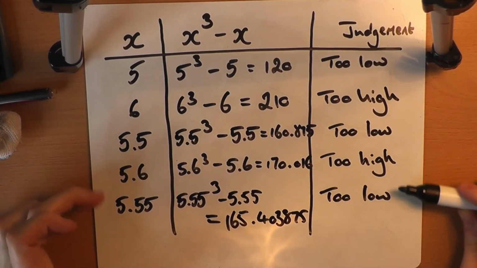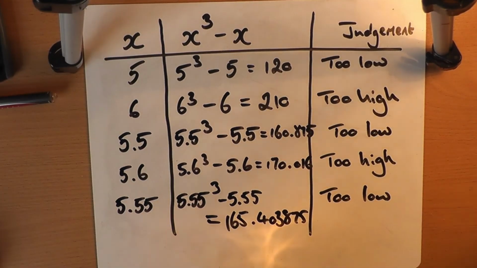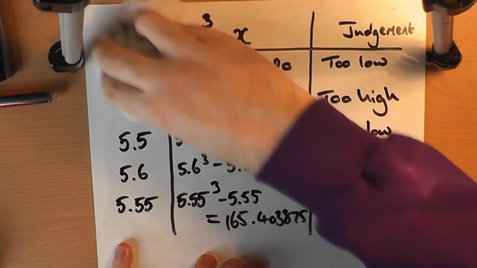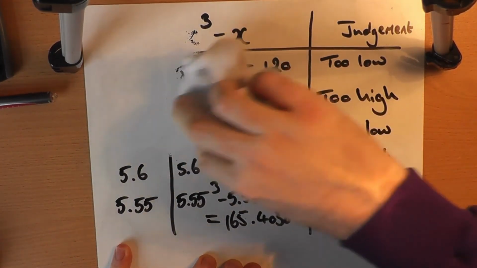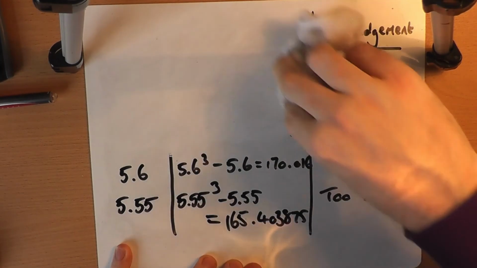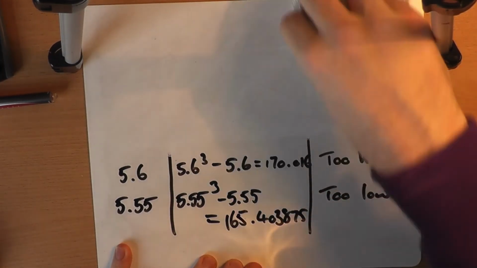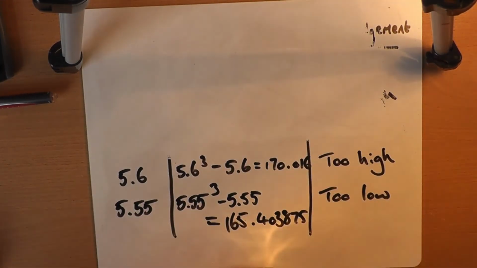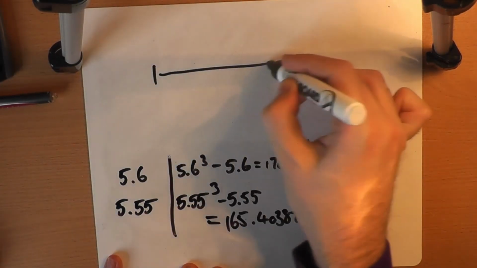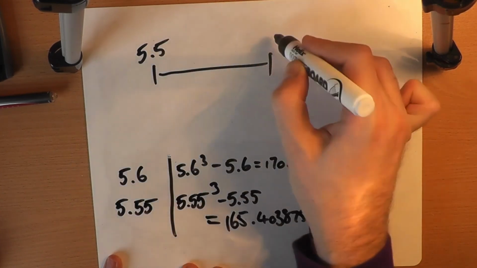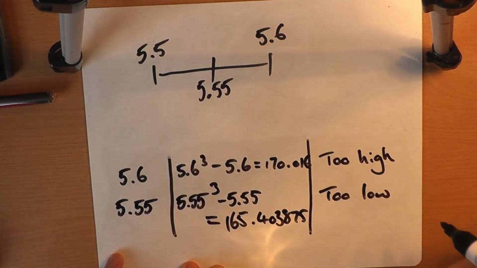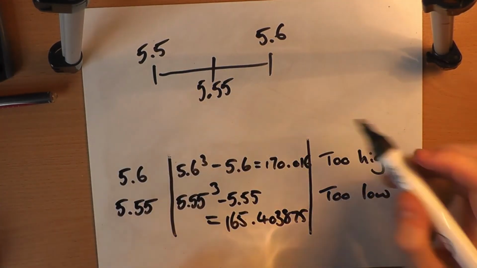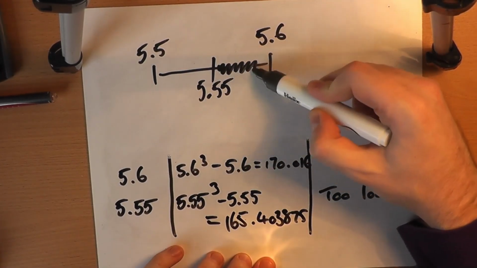So then our answer must be sandwiched between these last 2. So if I clear the top of this table, we can just make our final conclusions. Our answer then must be sandwiched somewhere between 5.55 and 5.6. If we then think about those on a number line, with 5.5 at the bottom, 5.6 at the top, and there's the halfway point, 5.55. If 5.55 is too low and 5.6 is too high, then our answer is somewhere in this section here.